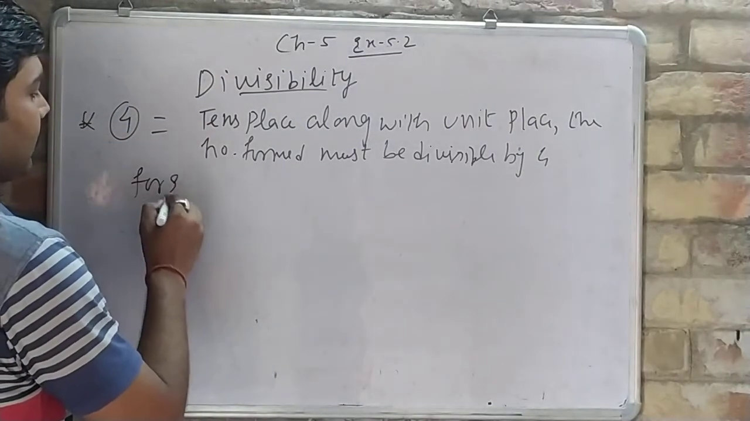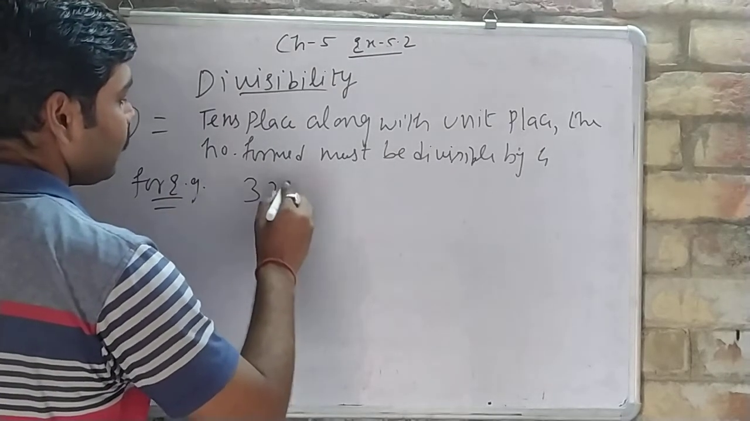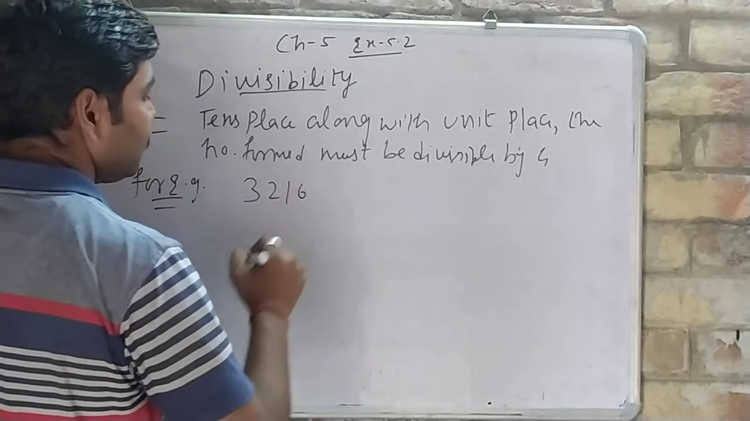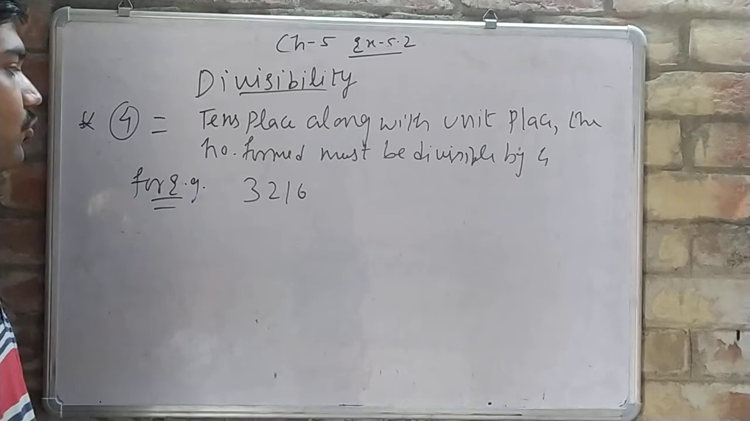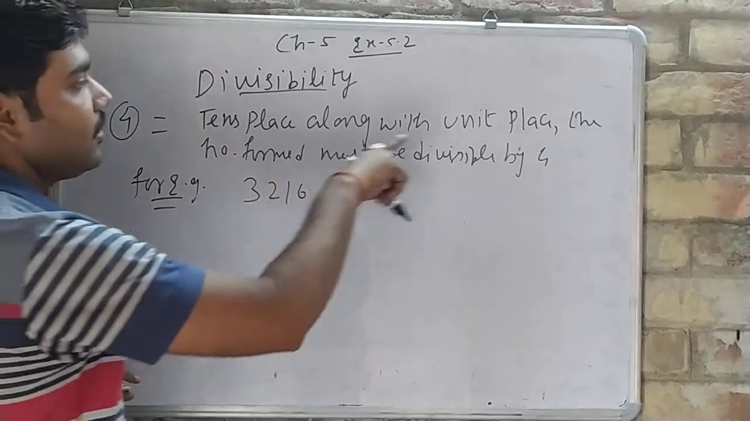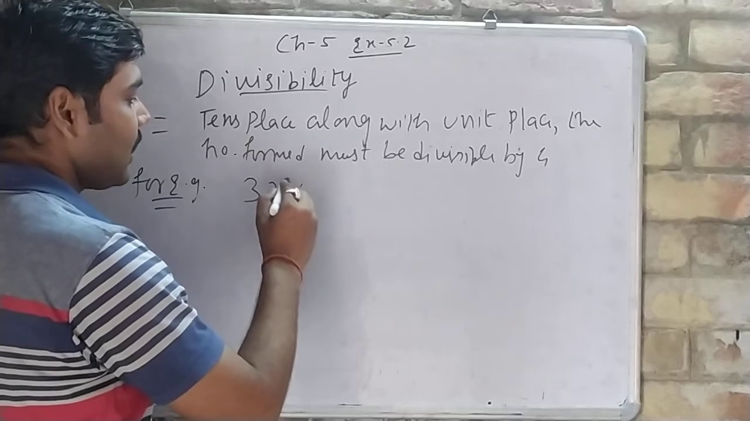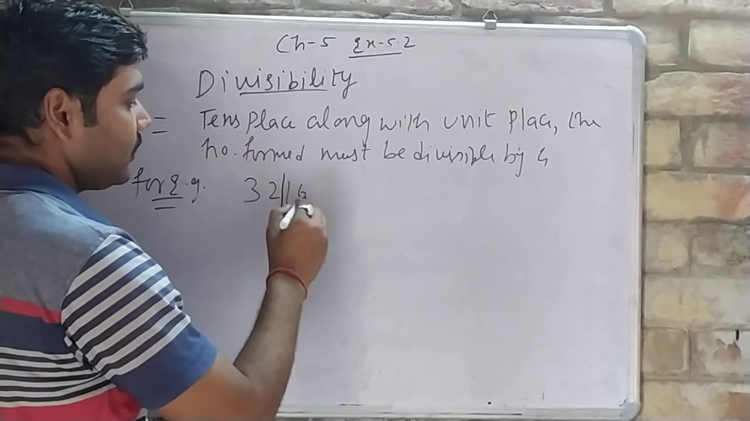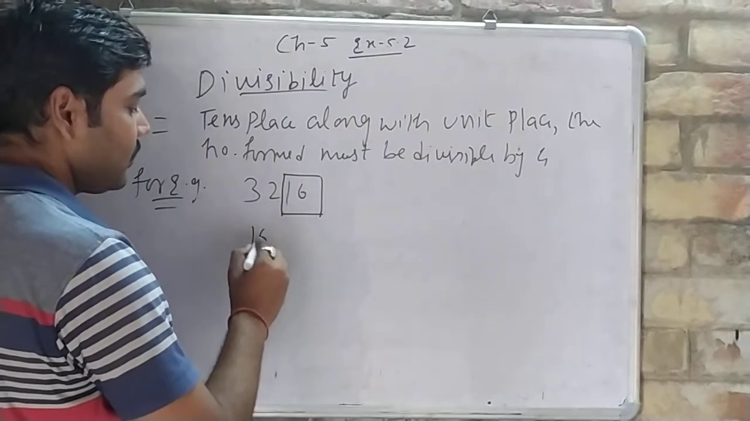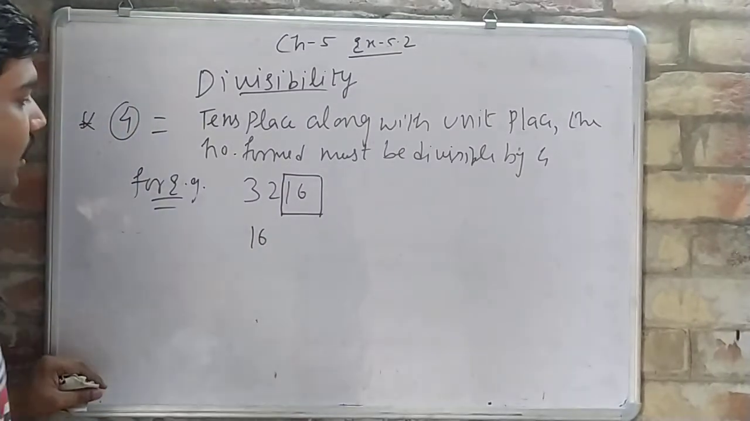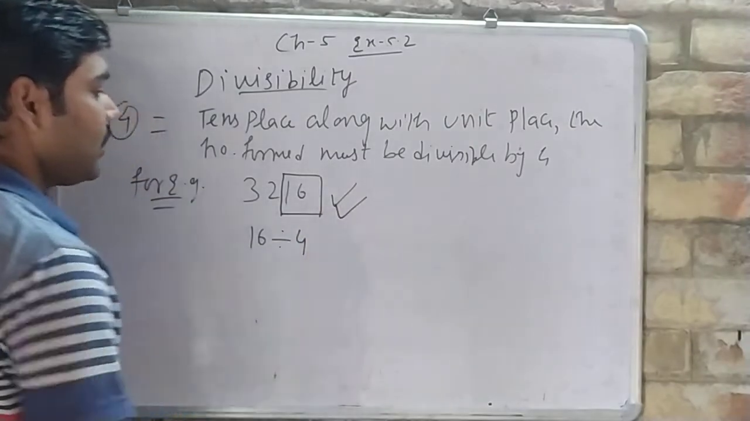For example, see the example, you will understand it more clearly. Suppose we will have 3216. We will check whether this number is divisible by 4 or not. What I have said, the tens place along with the unit place. That means in tens place we have 1, and in unit place we have 6. So if we take it together, it is 16, and we know that 16 is divisible by 4. So this number is divisible by 4.